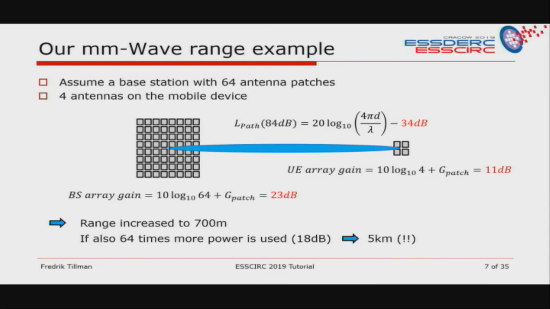If you on top would add power, since you now have 64 elements on the transceiver side, you could in theory add 18 dB more power, and then you would end up at 5 kilometer range. So you see the power of working with the antennas instead of just working on the PA side and trying to put up more power. That would be very, very tough. The antenna gain is so important. So this is the background where we are so keen on working with array antennas.